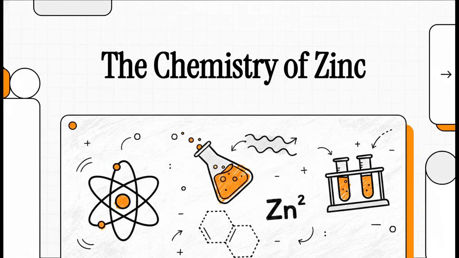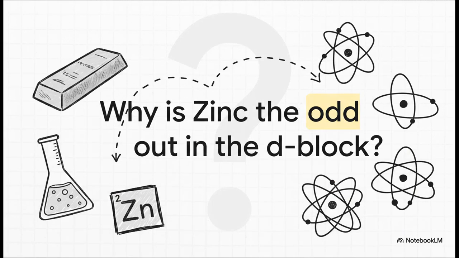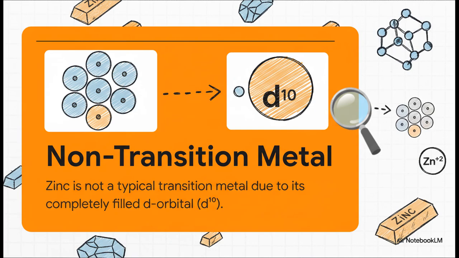All right, let's get into the chemistry of zinc. This is your ultimate exam review, so let's nail it. First up, why is zinc kind of the odd one out in the D block? What's its deal? And here's the key. Its d orbital is completely full.